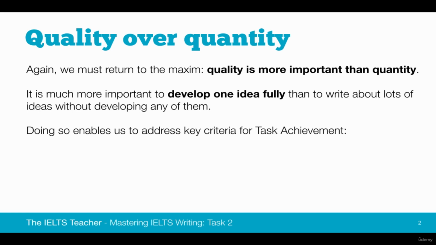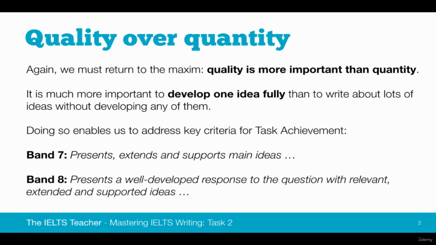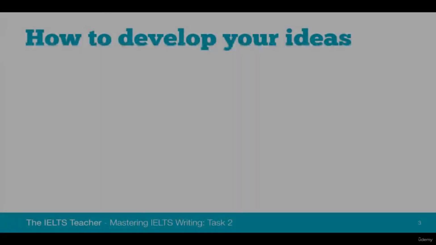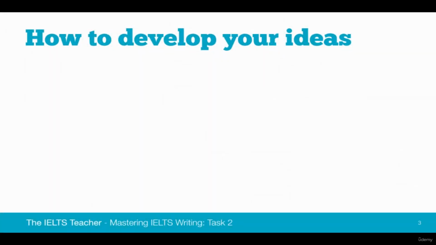Doing so enables us to address key criteria for task achievement, which is Band 7 presents, extends and supports main ideas. If you look at Band 8, this just goes a step further. Presents a well-developed response to the question with relevant, extended and supported ideas. So the greater your development, the higher your score in task response. So, how do we develop ideas?